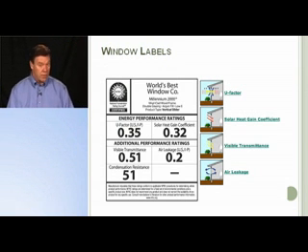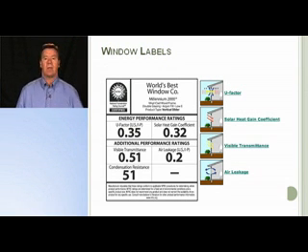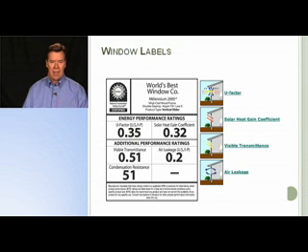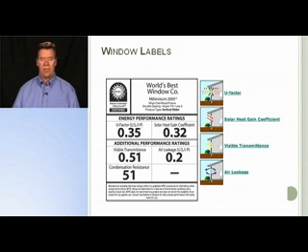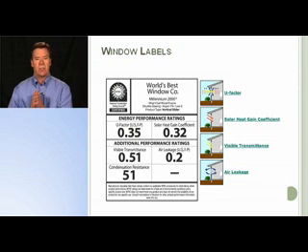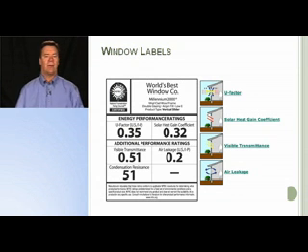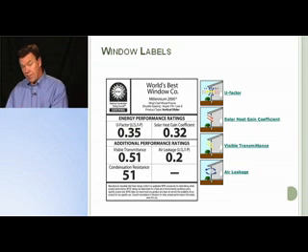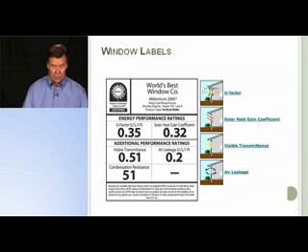Now, when we talk about windows, it's important to recognize that new windows today have a label and a rating system. For example, the three big things that we look at on a window are essentially its U factor, which, as we said earlier, is how conductive that window is to heat. So a lower U factor is better because it means it's less conductive. For example, this window here will let in or out 0.35 BTUs of energy per square foot of that window per hour for every degree of temperature difference between indoors and outdoors.